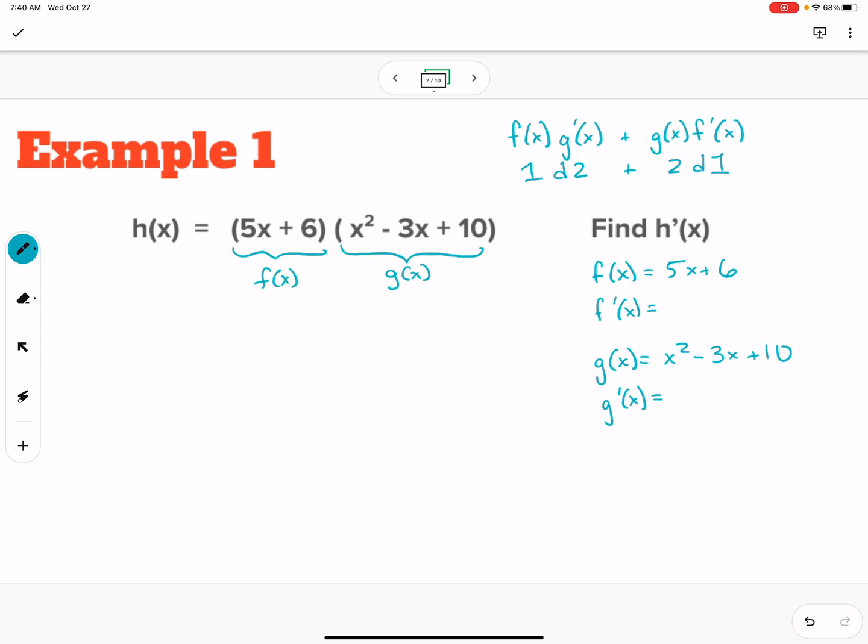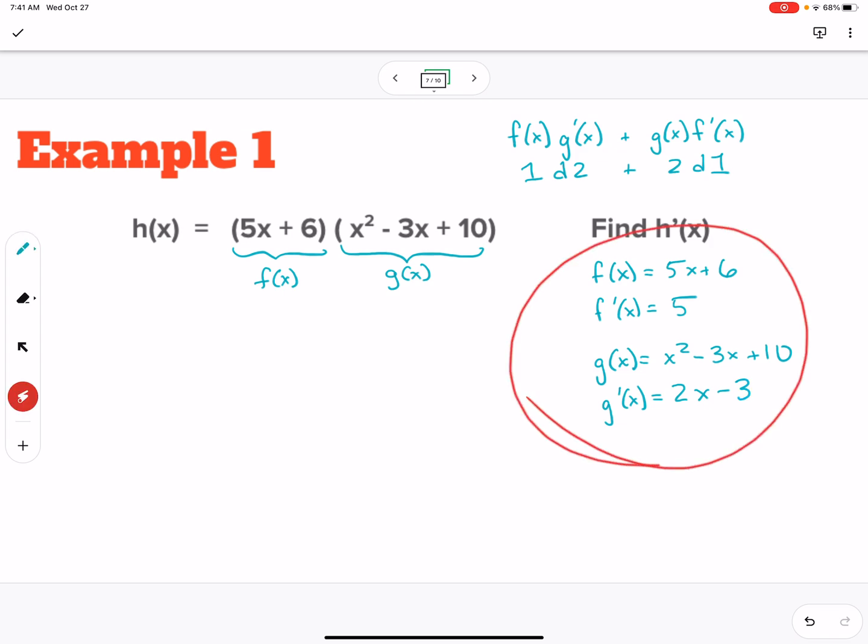Now we have to take those derivatives. So I'm going to take the derivative of 5x plus 6, which is just 5. And the derivative of g of x, again, we're using that power rule. This would just be 2x minus 3.